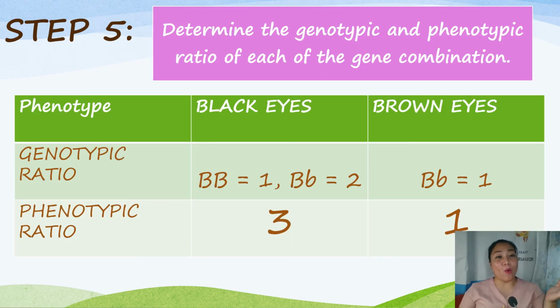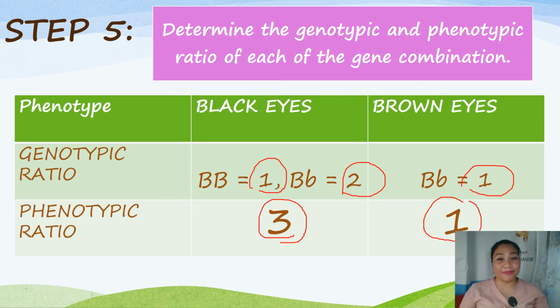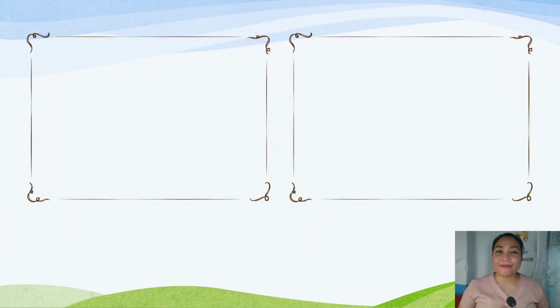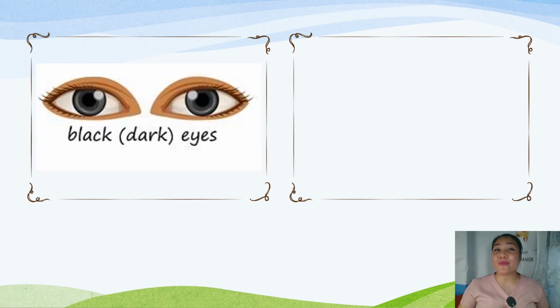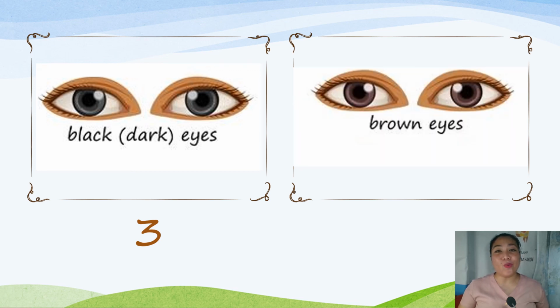We get now our phenotypic and genotypic ratio. Our genotypic ratio is 1:2:1. And our phenotypic ratio is 3:1. Now that we're done with the Punnett Square Method, we can predict that out of 4 children, 3 may have black eyes and only 1 may have brown eyes. See?